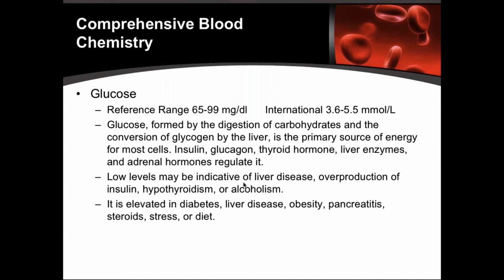So not only is it elevated in diabetes, it's elevated in liver disease. Well, I'm sorry, I shouldn't say elevated. It is involved in liver disease, obesity. We just said your body can only store 1,500 to 2,000 calories. Therefore, whatever it does not store, whatever it does not use immediately, it will just store as fat. Pancreatitis, steroids, because steroids are gluconeogenic.